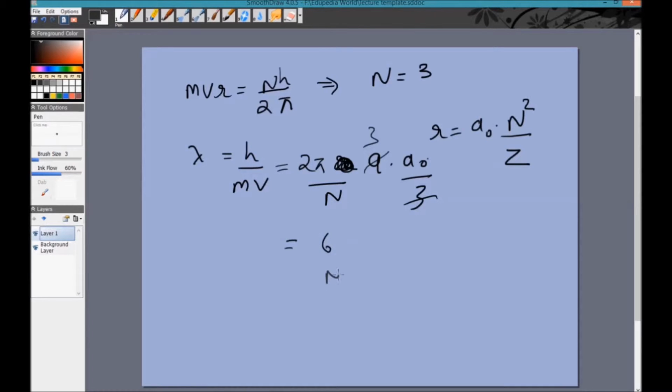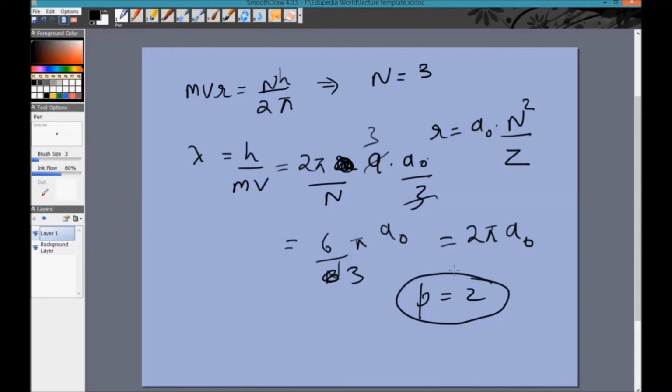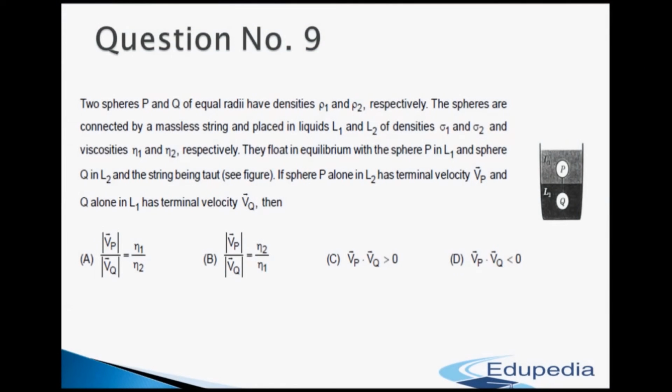So it is equal to 6 divided by n, pi a0, and we know n is equal to 3 from here. So 6 by 3, so this is equal to 2 pi a naught, which is given to us to be p pi a naught. So the answer to this question is p is equal to 2. Let's look at the next question.